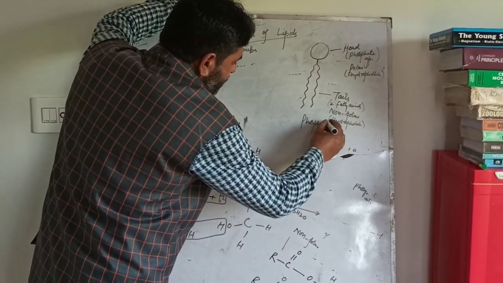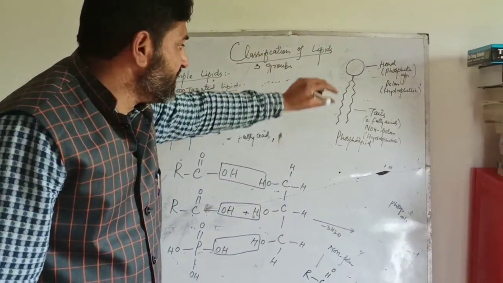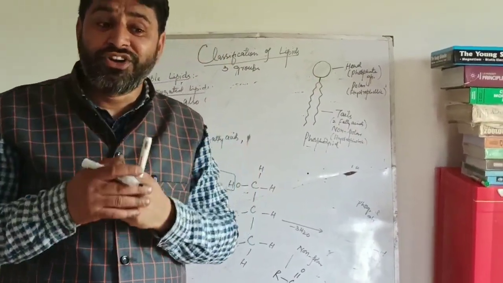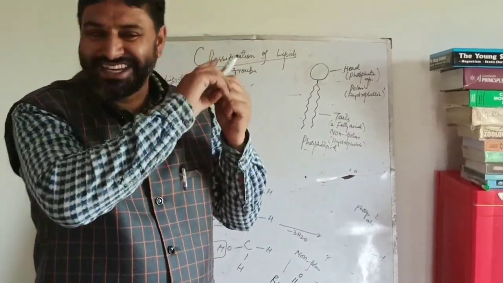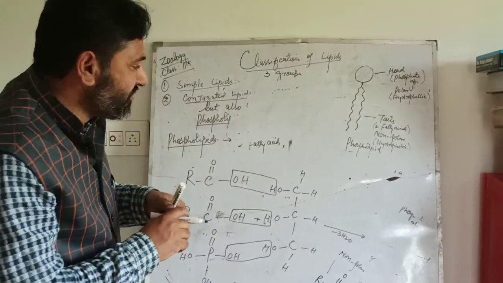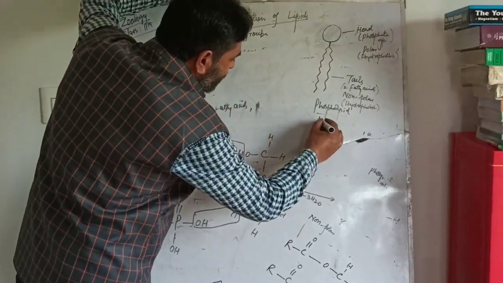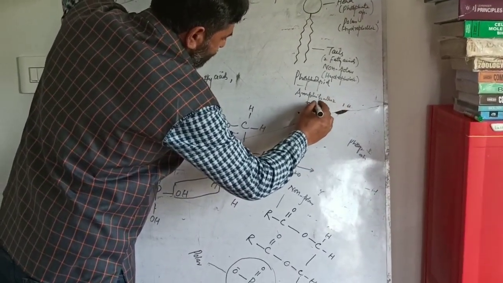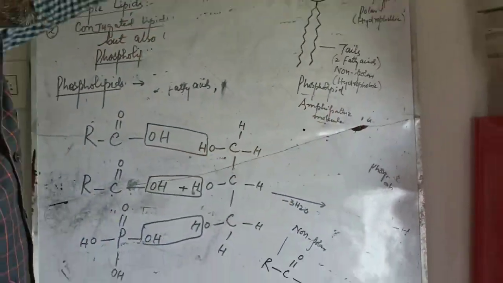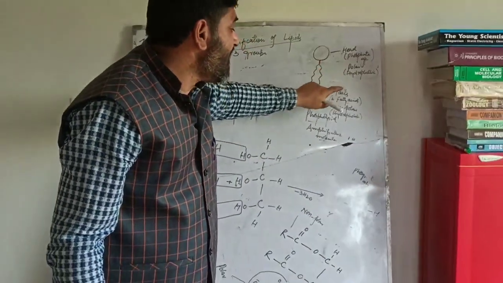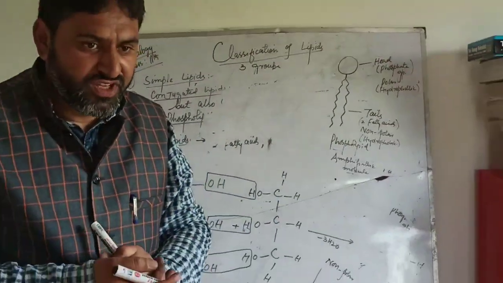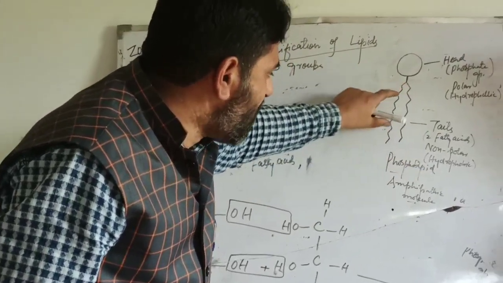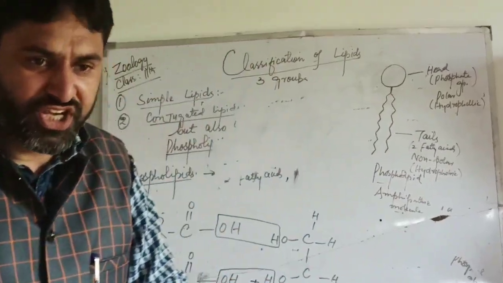So now you know that the phospholipid molecule has a head, which is polar, and two tails. Why two tails? Why not three tails, or one tail? Because there are two fatty acids. Now this phospholipid molecule is amphipathic. Why amphipathic? Because it consists of both polar and non-polar parts. The polar part is made up of the phosphate group, and the non-polar tails are made up of hydrocarbon chains.